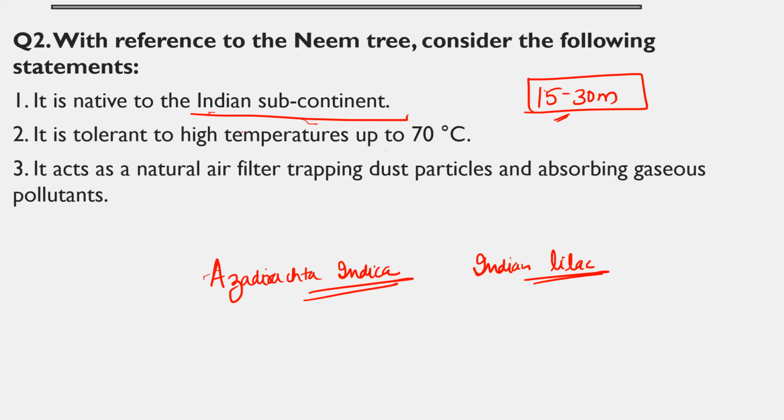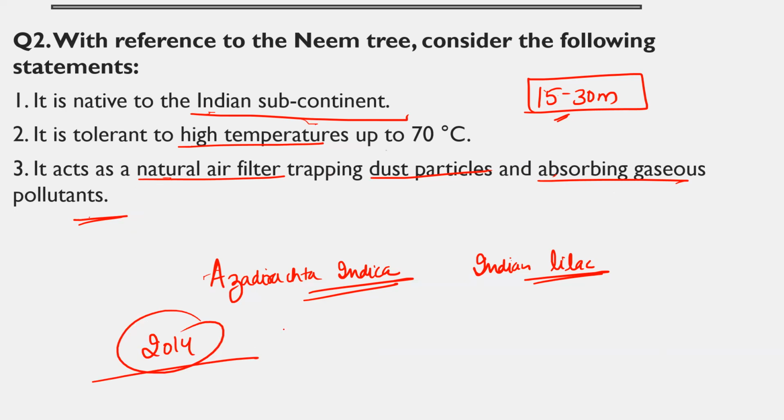It is tolerant to high temperature, and it acts as a natural air filter which traps dust particles and absorbs gaseous pollutants. So all the three statements given are totally correct. You have to note this down, because I think a neem question can be asked, and in 2014 also UPSC asked a question from the neem topic, right? And it belongs to which family? Mahogany family. And neem oil is used as a pesticide to control the proliferation of some species and insects also.